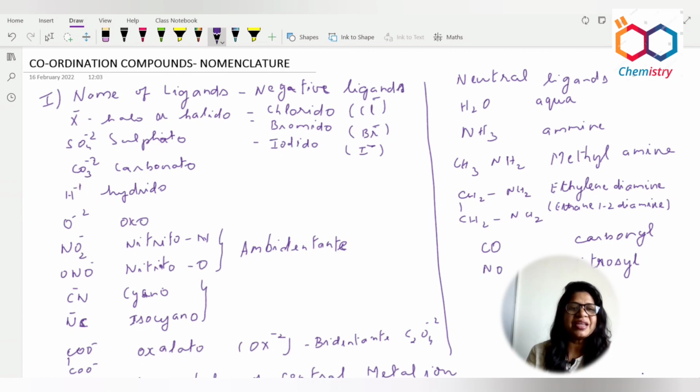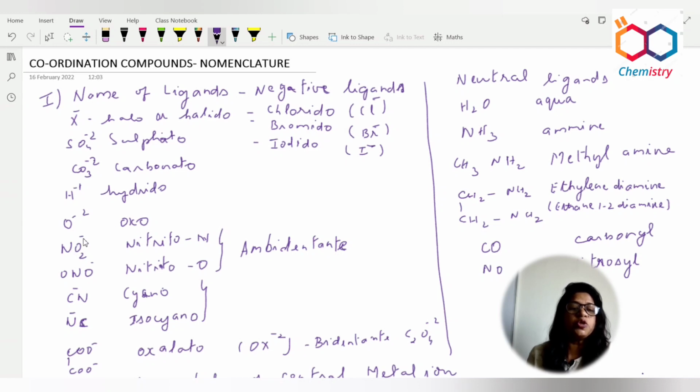Today we are going to discuss nomenclature of coordination compounds. To start with nomenclature, let us first learn the names of ligands. Here you can see X minus: it is halo or halido. SO4 2 minus is sulfato. CO3 2 minus is carbonato. H minus is hydrido. O 2 minus is oxo. From these names, it is very clear that the names of all negative ligands will end with O.